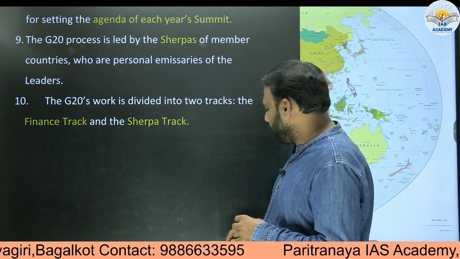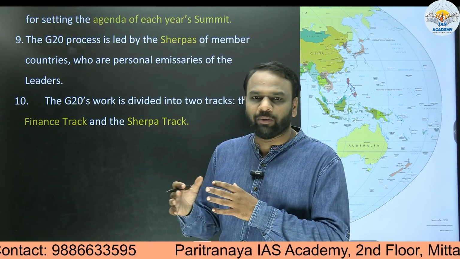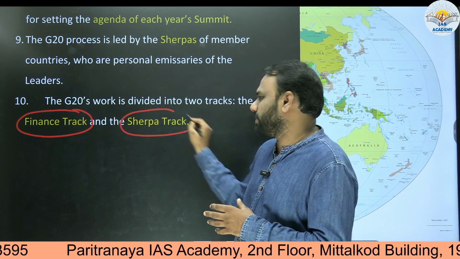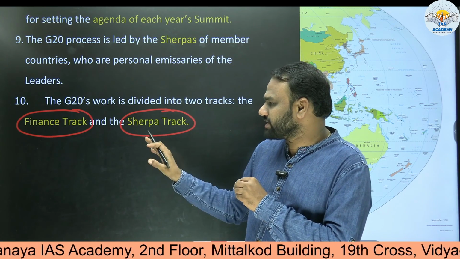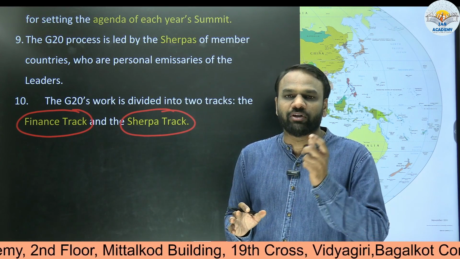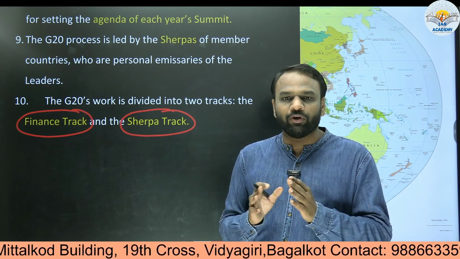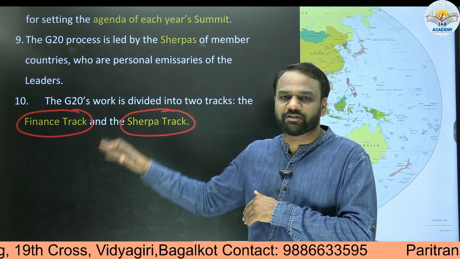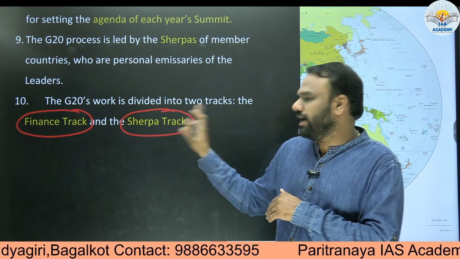Next, G20 work is divided into two tracks. In order to make working easier, they have divided the work into two forms. One is called the finance track and the other is called the Sherpa track. This much information would be sufficient. We will not go into the detailed aspects like what is the finance track and what is the Sherpa track. Okay, it is easy. We also need to know the demand of the examination, because we don't want to get mastery over international affairs. We want to become a jack of all the subjects, including international affairs and bodies. So here we'll not go into the deeper aspects. At the superficial level, we shall understand that G20 work is divided into two tracks: one is the finance track and the other is the Sherpa track.